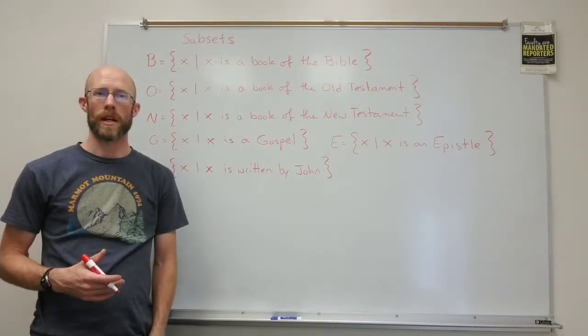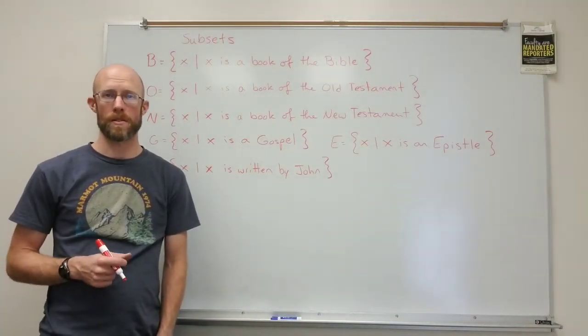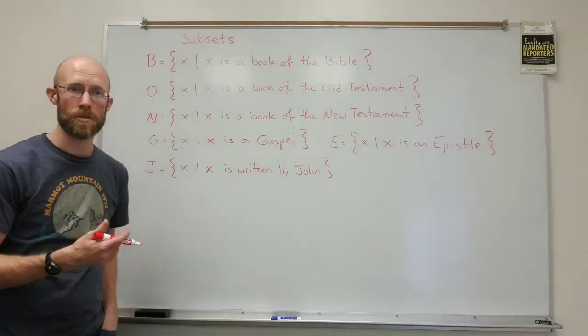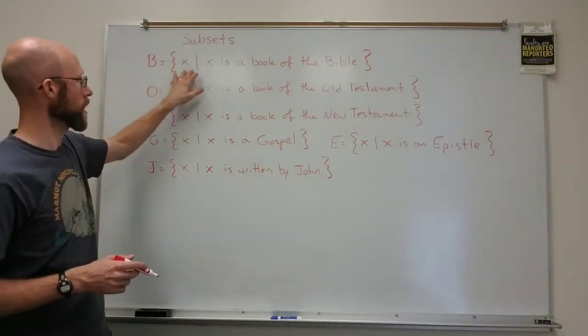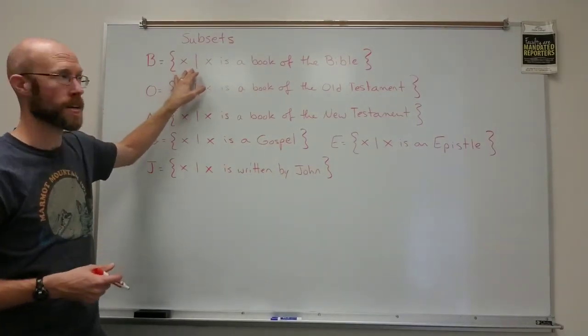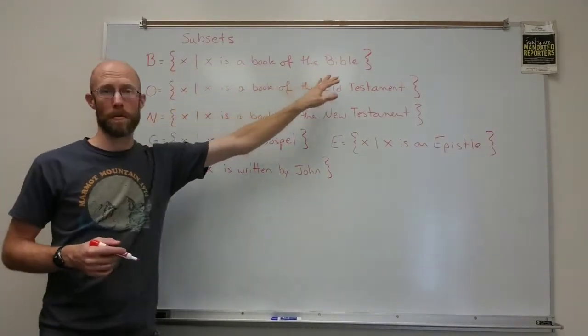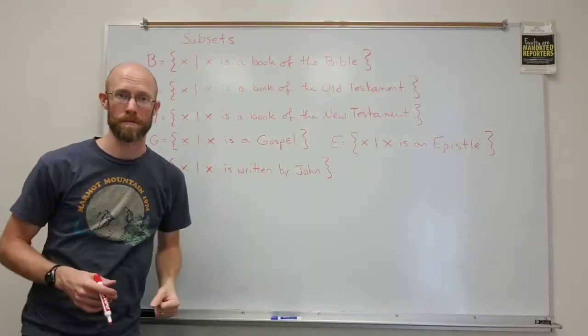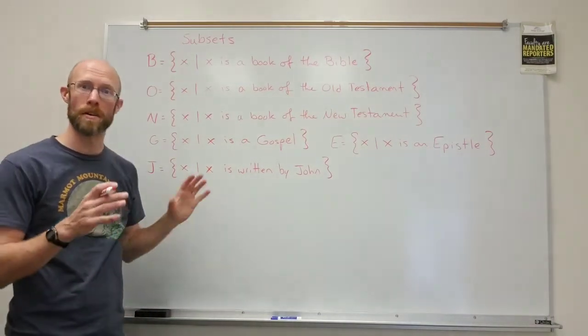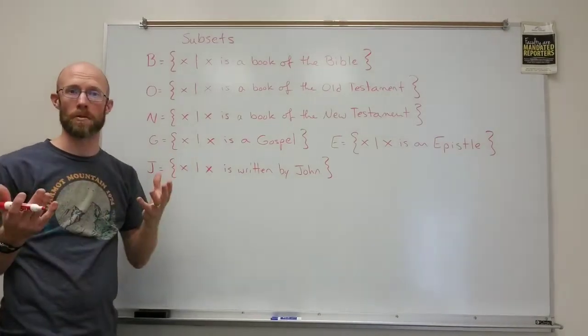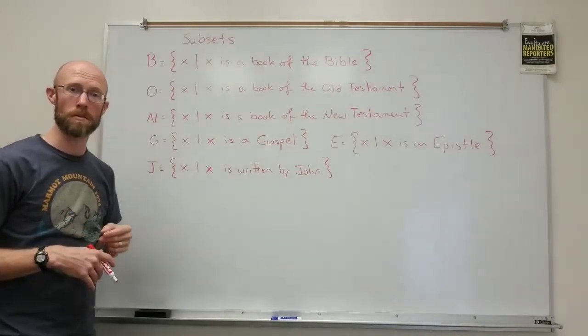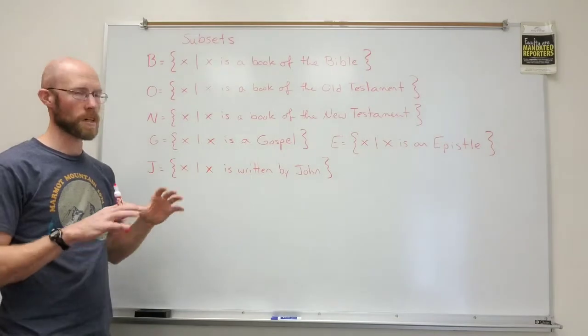All right, now let's look at a concrete example of subsets. Kind of an interesting example I've got here. Set B is a set containing X's, such that X is a book of the Bible. So we've got all the books of the Bible here, okay? Those of you familiar with the Bible, this might come a little bit easier, but otherwise I can explain this as we go. It's an interesting collection, right?